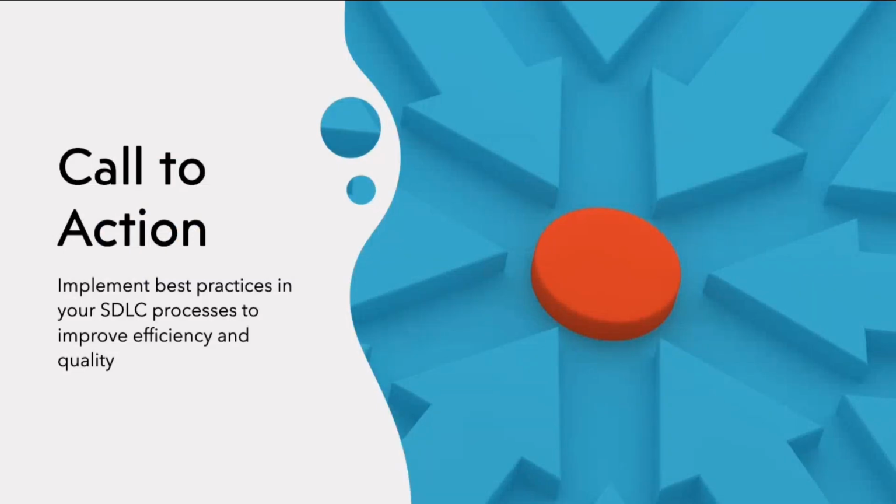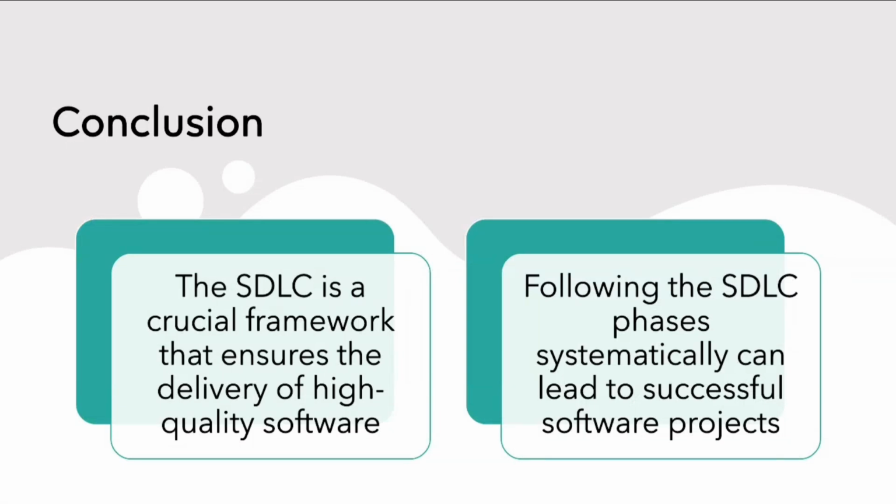Now, what is the call to action? It is nothing but implementing these best practices of our SDLC process. Through these processes, we are improving the efficiency and quality of our software. This is the most important thing. The conclusion of this video is that SDLC is a crucial framework through which we ensure good quality software. Another thing is that by following the SDLC processes we can successfully deliver our software projects.